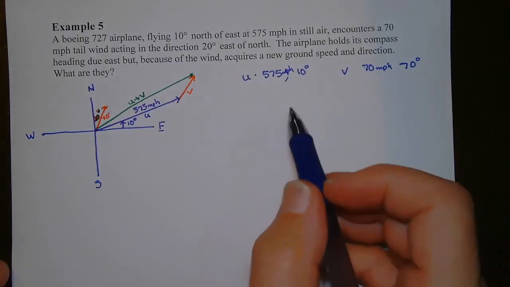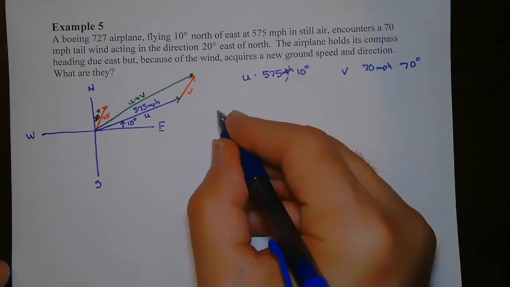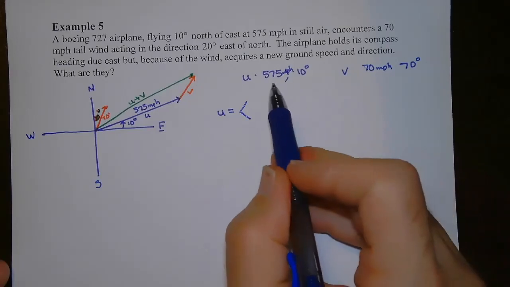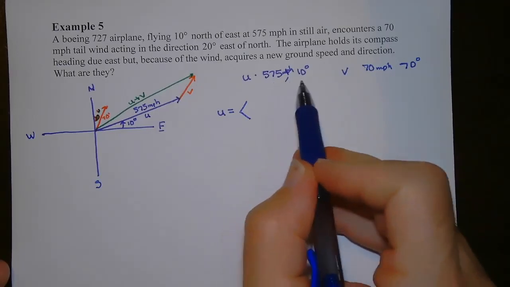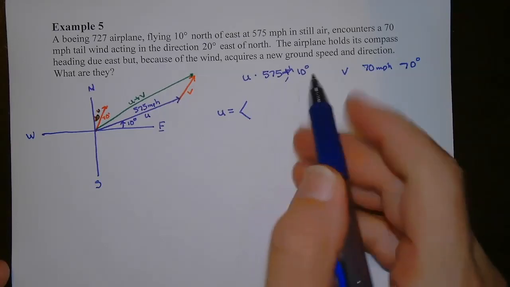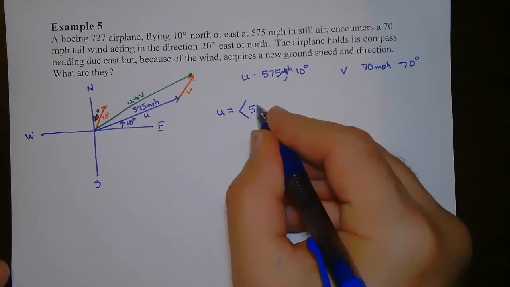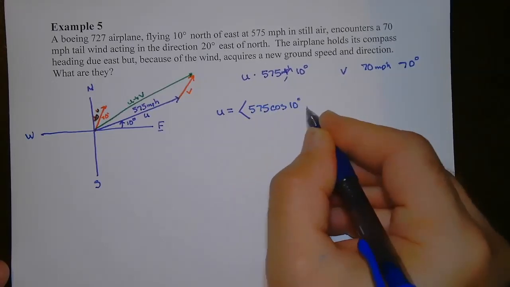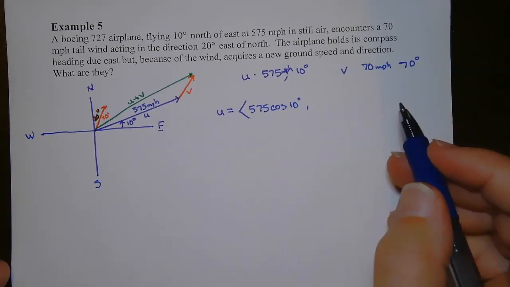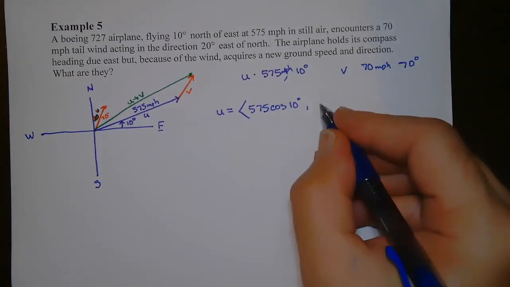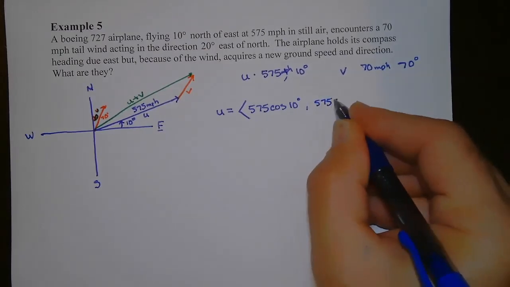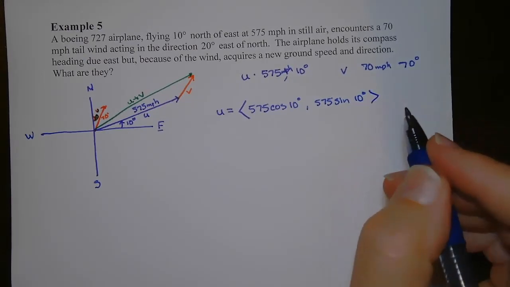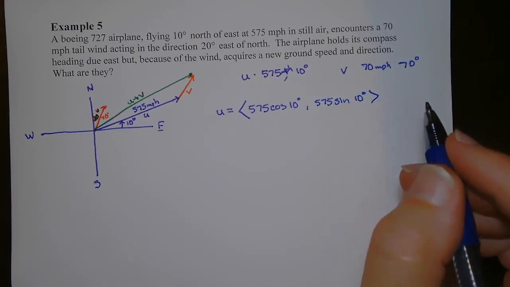From what we learned just a minute ago, U is equal to the magnitude, which is 575, cosine of the direction angle, 10 degrees. So this would be 575 cosine of 10 degrees. That would be the x component of U. What's the y component of U? It would be 575 sine of 10 degrees. And that would be the x and y component of them.